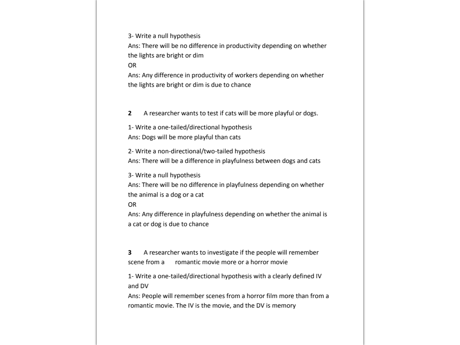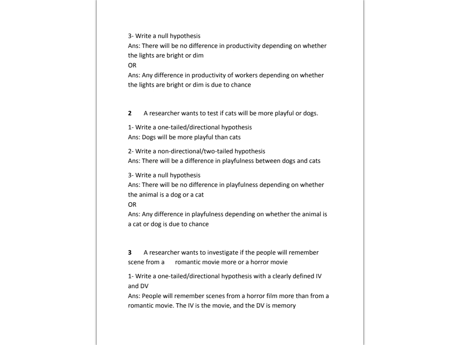Write a one-tailed or directional hypothesis. Dogs will be more playful than cats. You can write cats will be more playful than dogs. What you cannot write is monkeys will be more playful than dogs, because over here they've already told you the two animals. The previous example, they hadn't told you the two conditions of lighting, so you could come up with your own. Over here they have operationalized it. So you have to stick to cats and dogs.